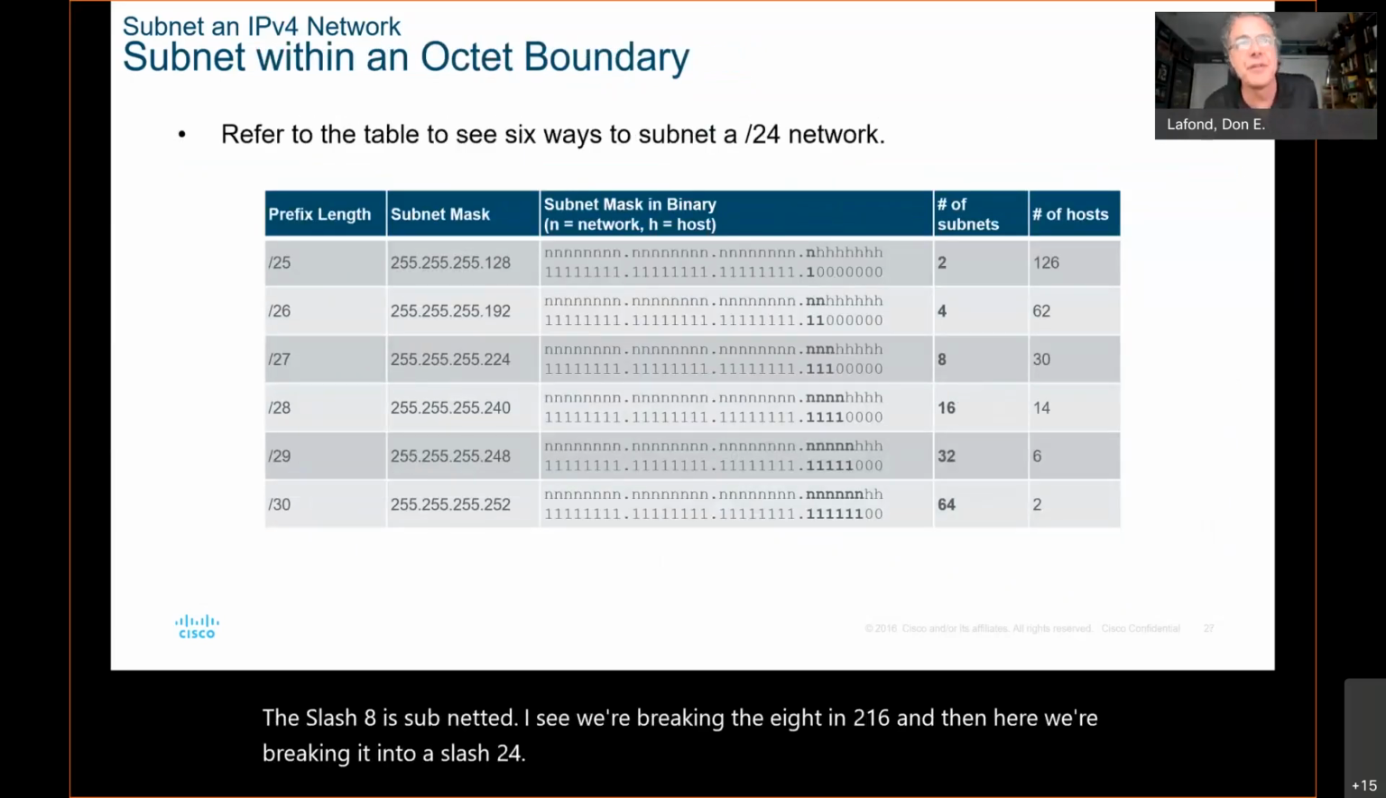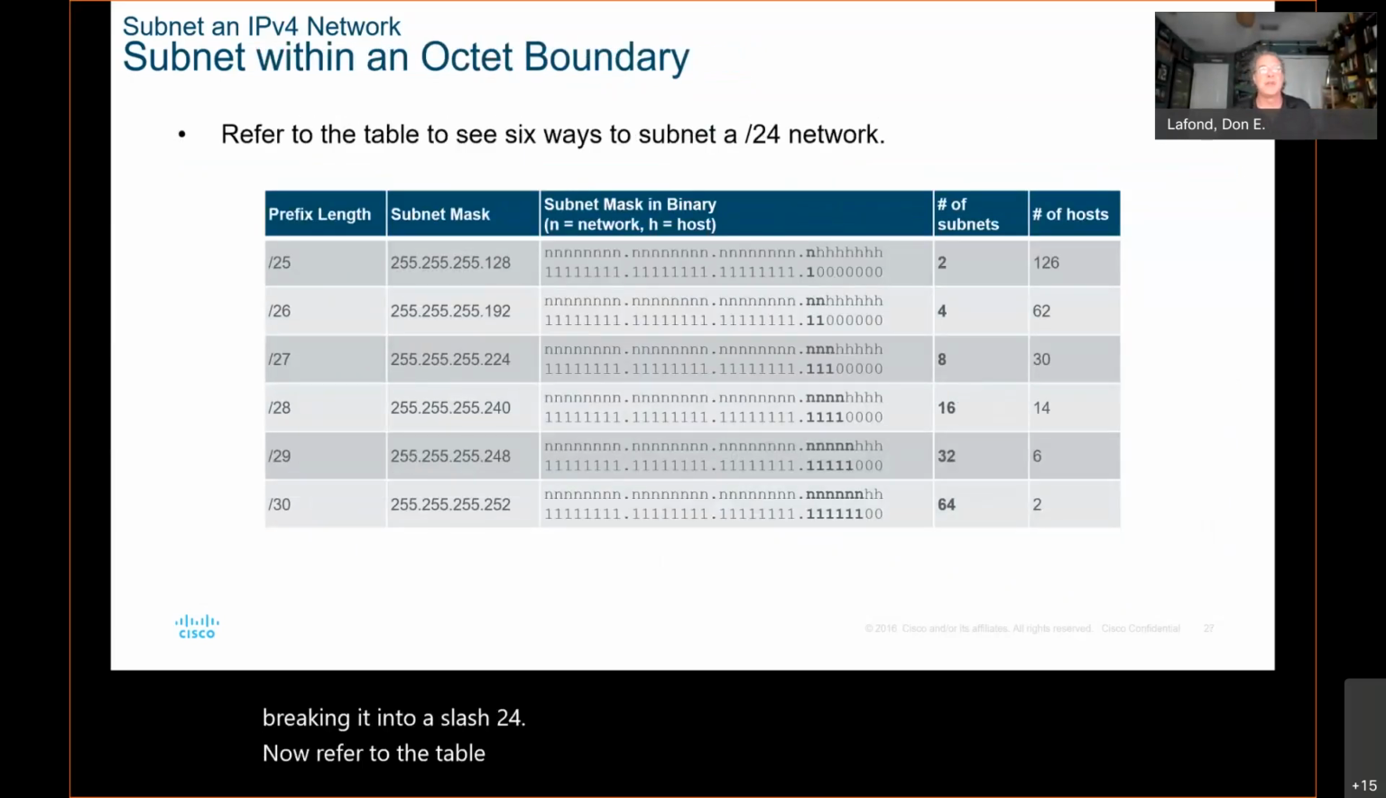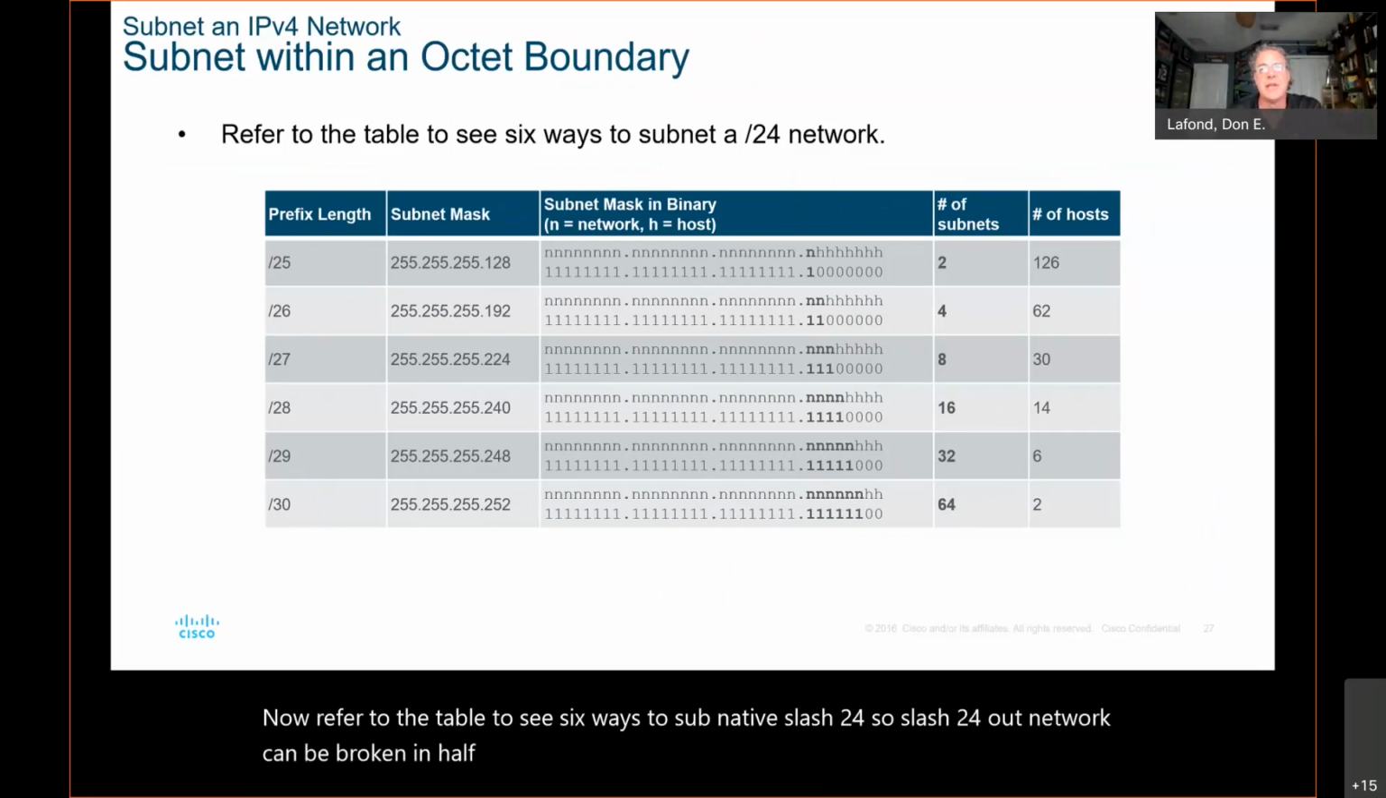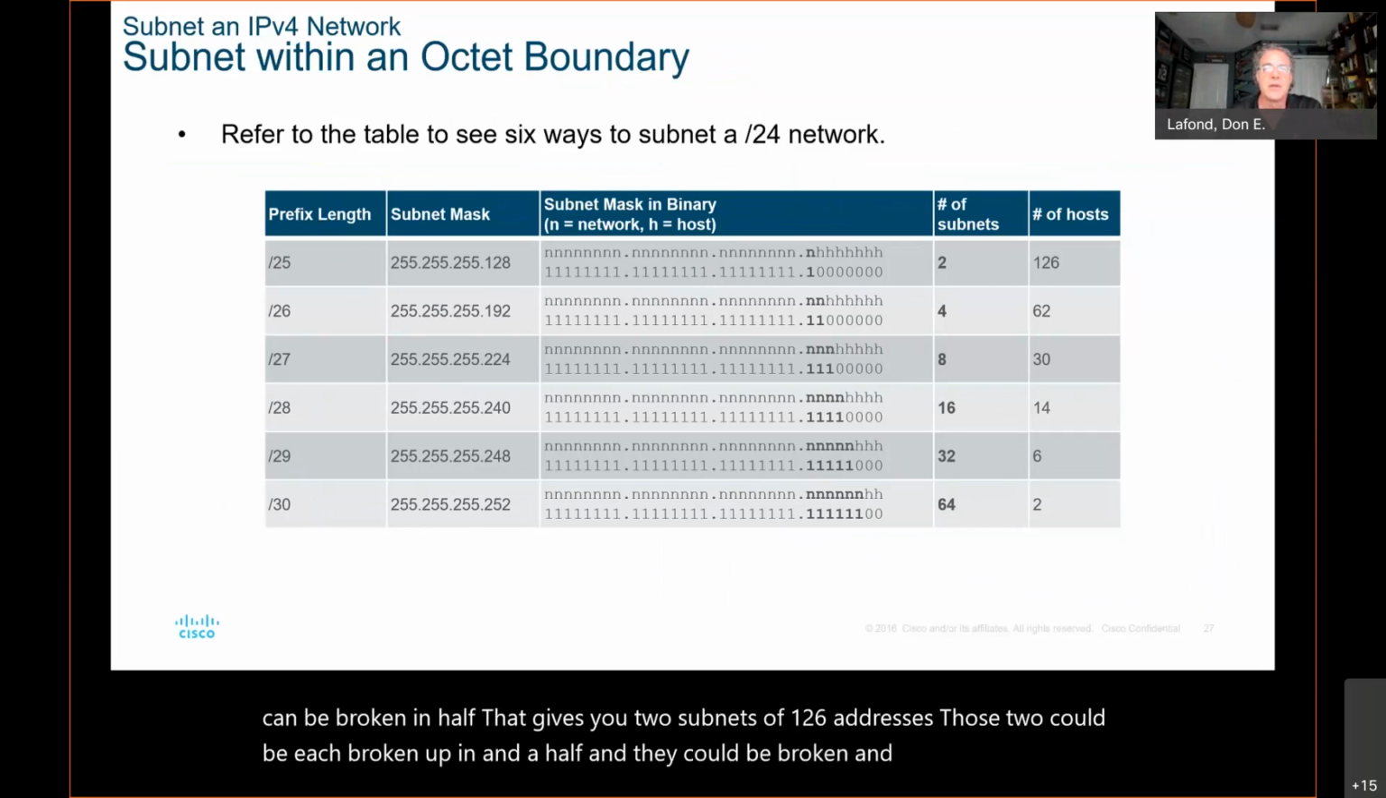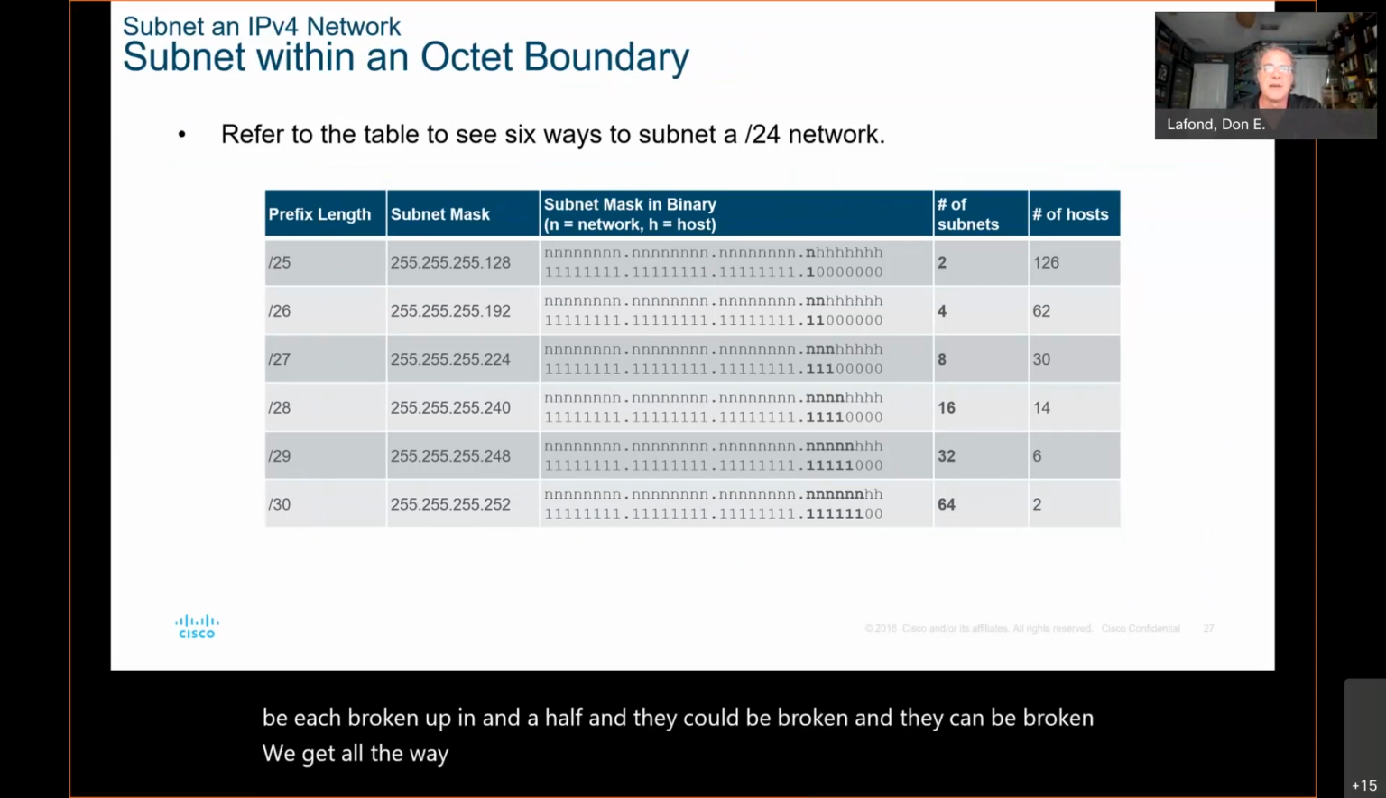Now refer to the table to see 6 ways to subnet a /24. A /24 network can be broken in half. That gives you 2 subnets of 126 addresses. Those 2 could each be broken in half, and so on, and we get all the way down to 64 subnets of 2 hosts.